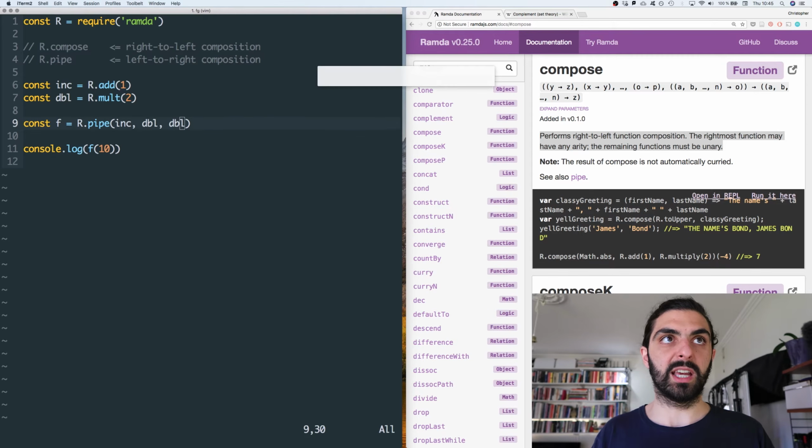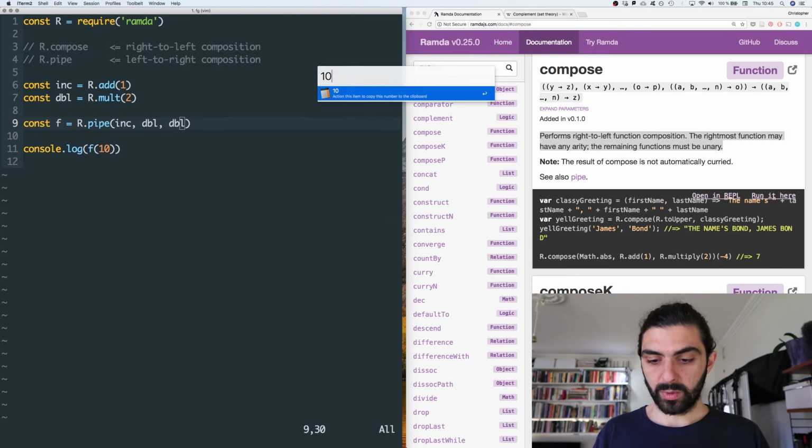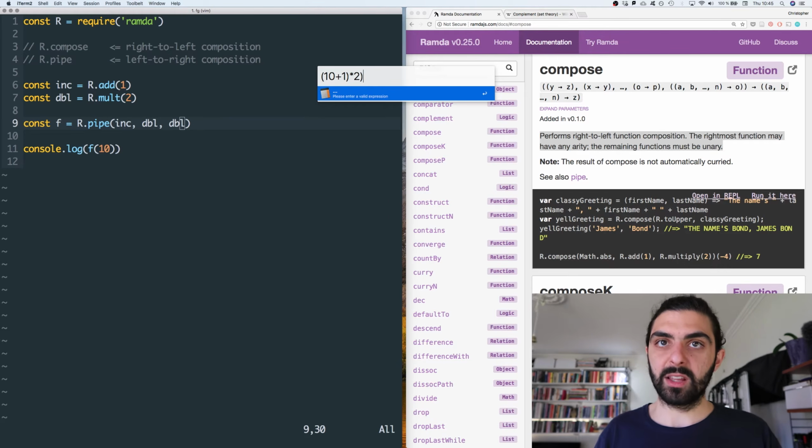So we would say, we start with 10, we increment by 1, we take all of that stuff, right? The whole thing, and we multiply by 2. Then we take the whole thing and we multiply by 2. So we should get 44, right? And notice my usage of the parenthesis.